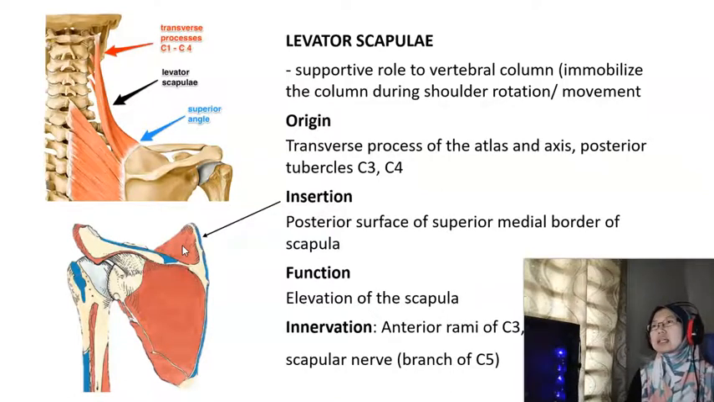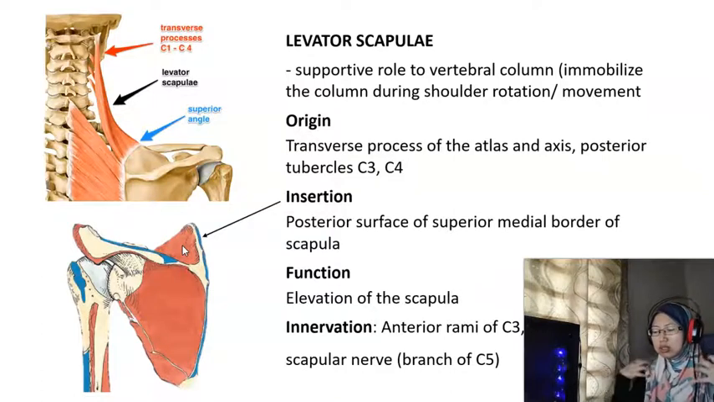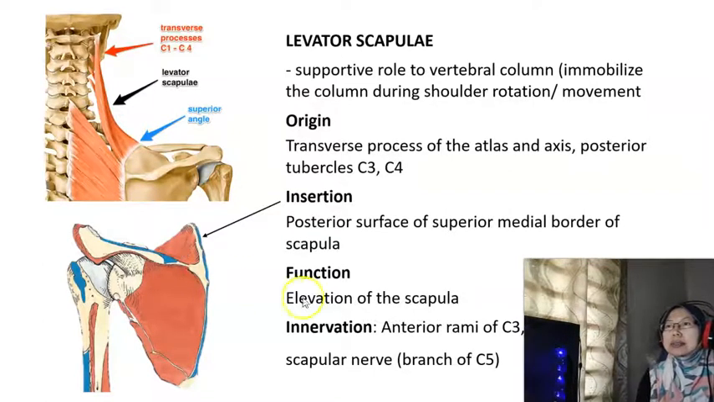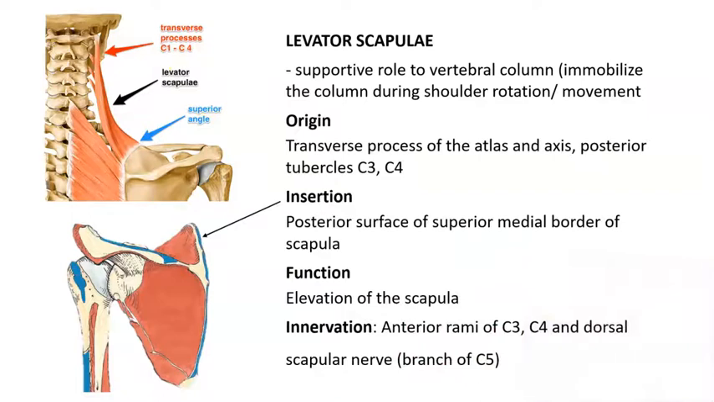It immobilizes the column during shoulder rotation. When you lift up the weight from the floor, you are using all the shoulder, your pectoral girdle, you shouldn't turn around. Innervation: since it originates from the cervical region, the innervation is from the anterior rami of C3 and C4.